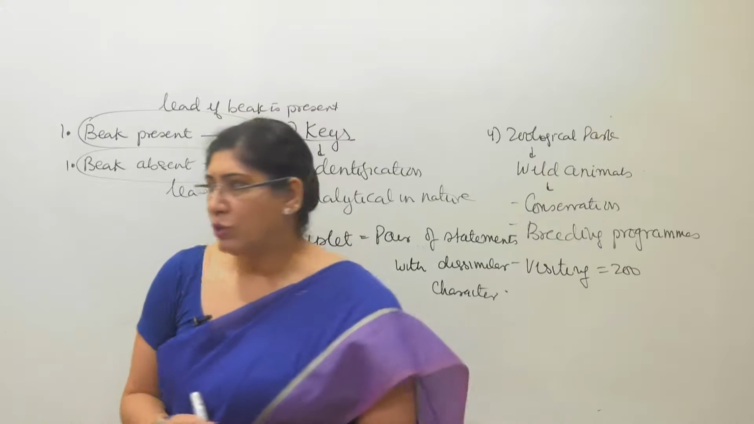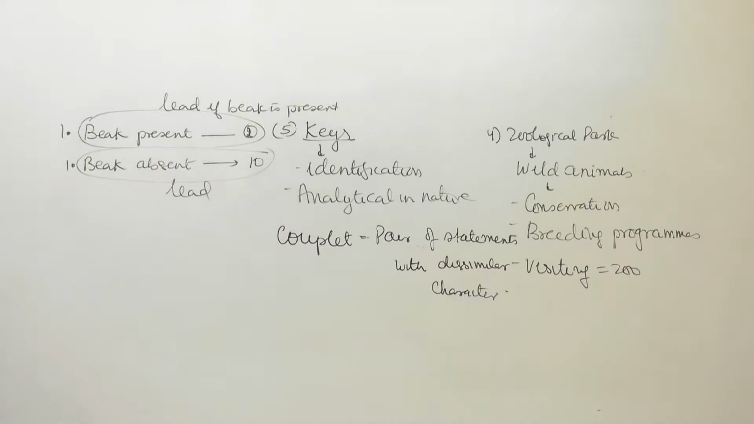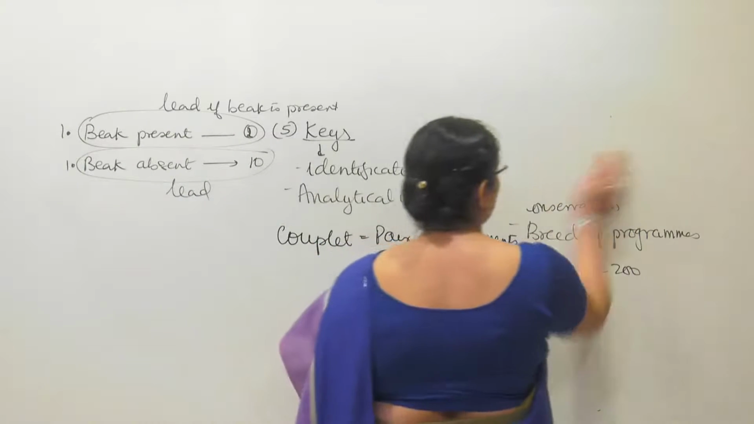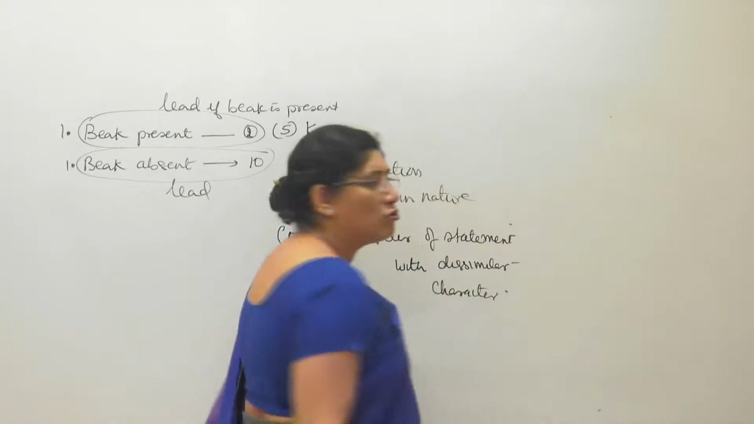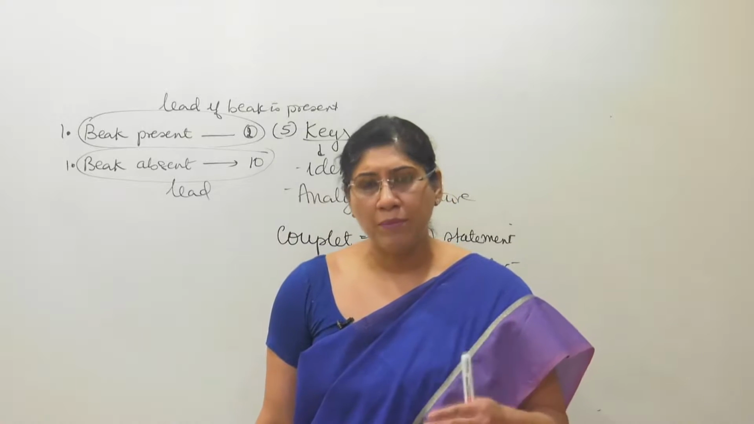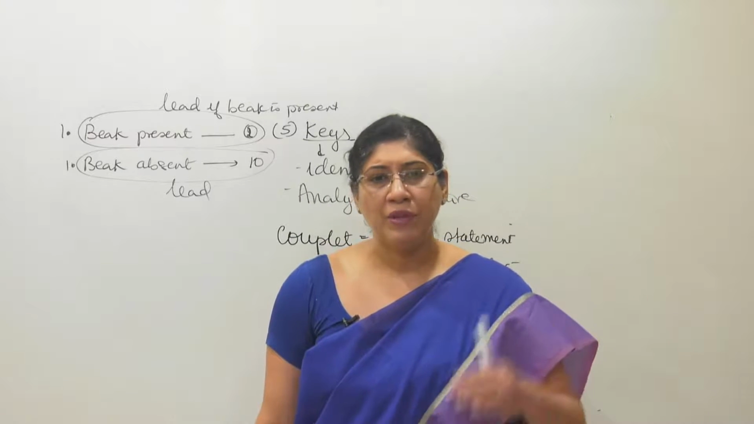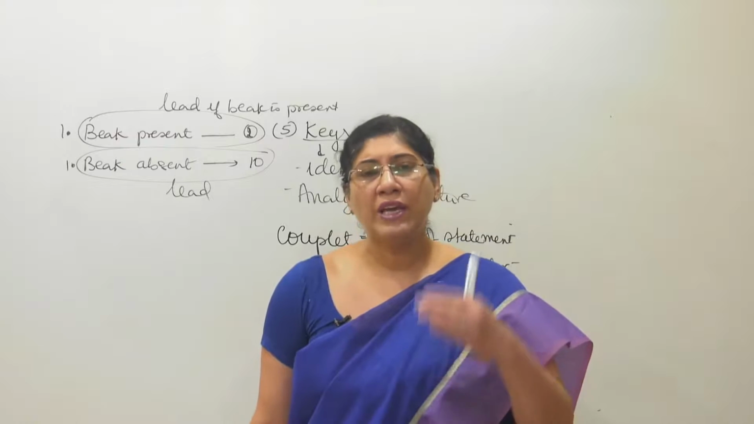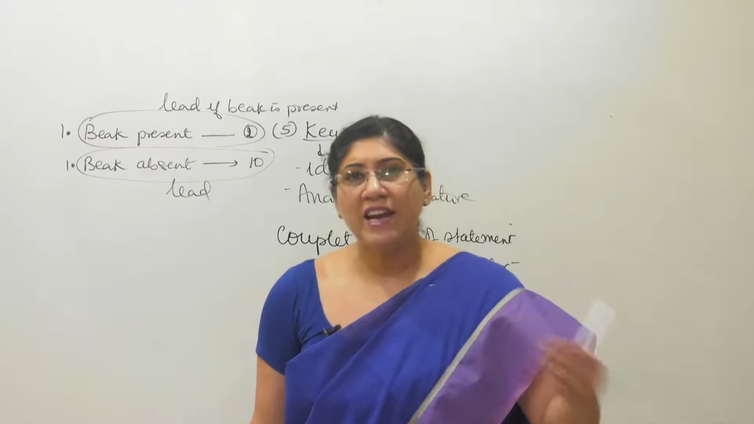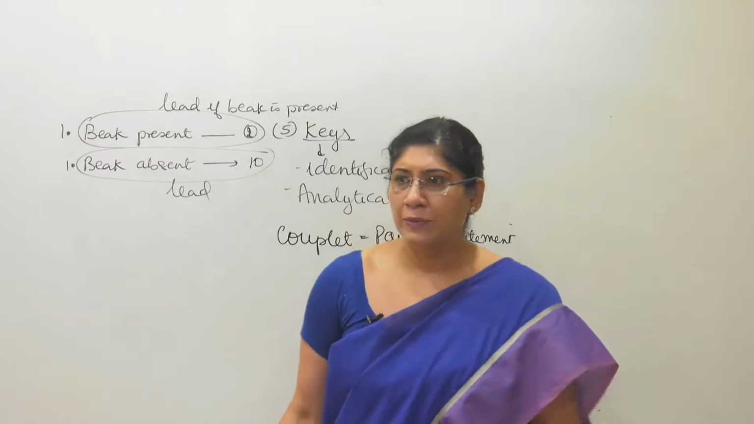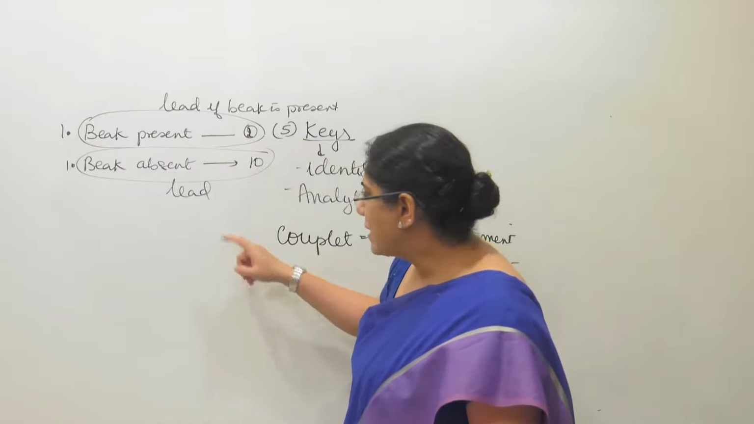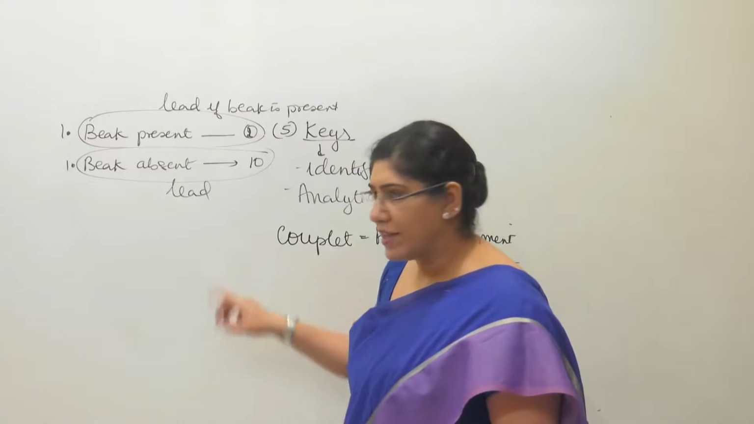organism. So first we'll make couplets on contrasting or dissimilar characters. Each couplet has two statements, opposite different statements. So the statement of the couplet which correlates to the characteristic of the organism that you are studying, that statement will now be called the lead. Lead will take you to the next couplet. Next couplet similarly will have two contrasting statements.